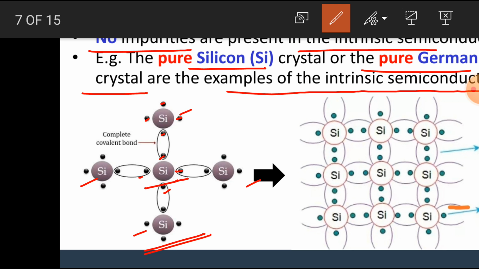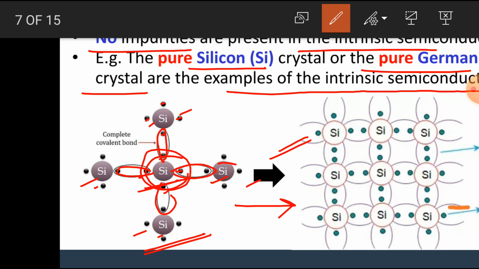This silicon atom completes its octet by sharing its electron with neighboring 4 silicon atoms, first one, second one, third one, and fourth one, by making a covalent bond. Hence, by making 4 covalent bonds, these silicon atoms complete their octet and become stable. Here the crystal structure is clearly shown. These two diagrams are similar.